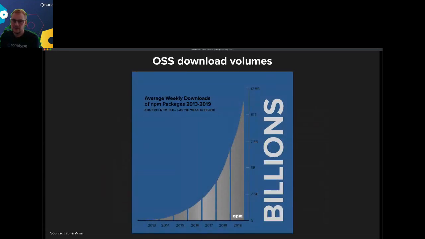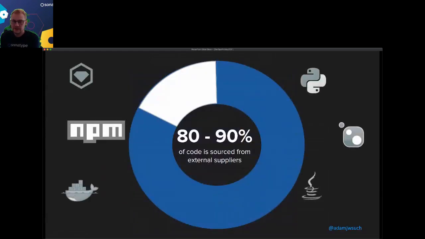So this is NPM, again, going up massively over time. There are many, many NPM packages, but a lot of usage as well. So it's not just more and more coming out, it's that usage shooting up all the time, which is great. And it's gone to the extent that 80 to 90% of a modern application is made up of open source, so 10 to 20% is the code you write yourself.